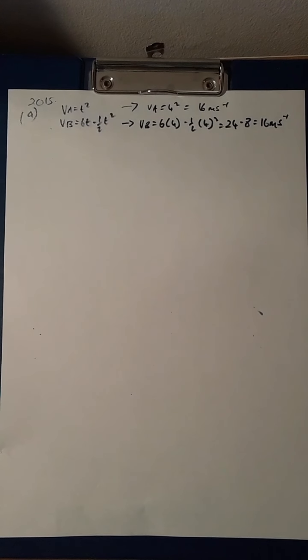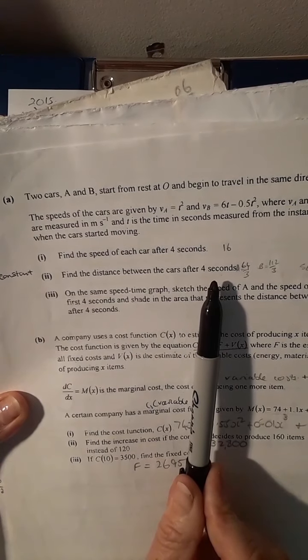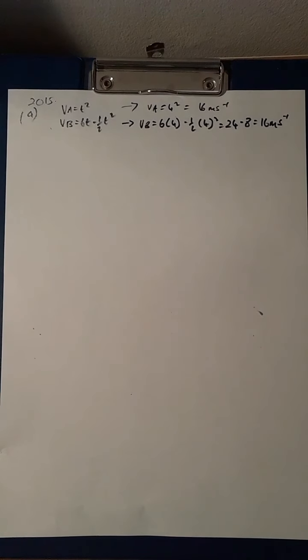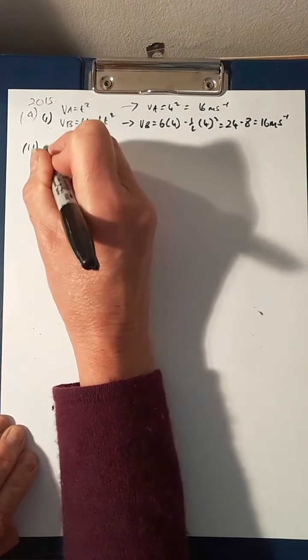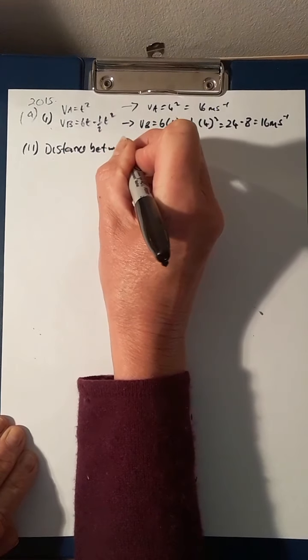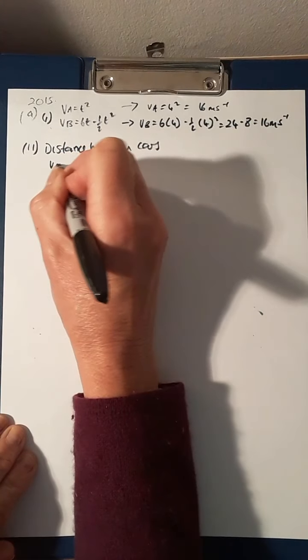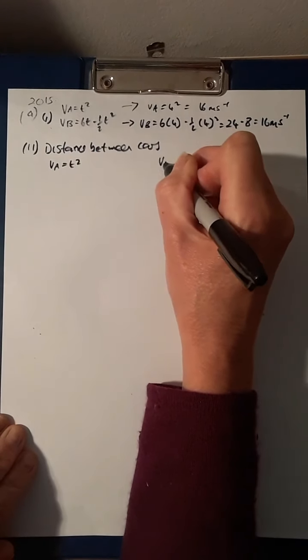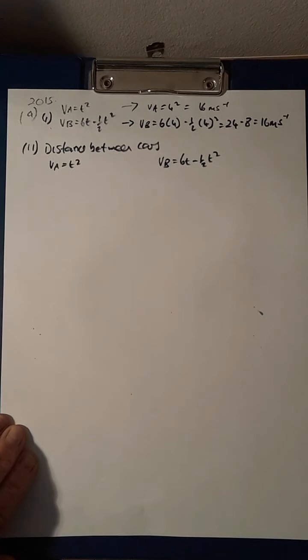That's the first part. Now, the second part of the question says, find the distance between the cars after 4 seconds. So that was part 1, this is part 2: distance between the cars. We know their velocity. VA is t squared and VB is 6t minus a half t squared. So we're going to use these to tell us the distance that each has gone in 4 seconds, and then we'll find the distance between them.